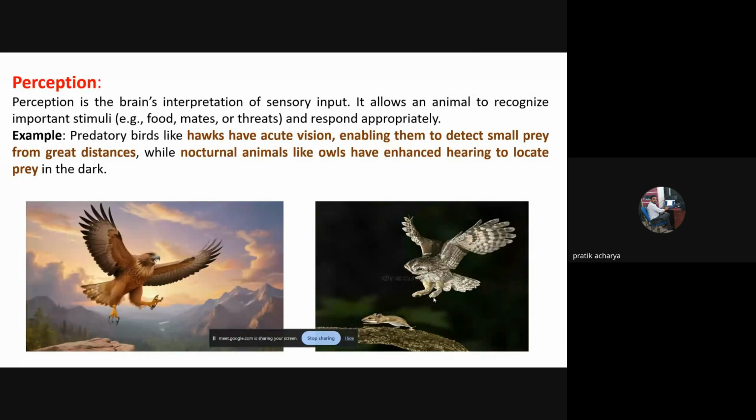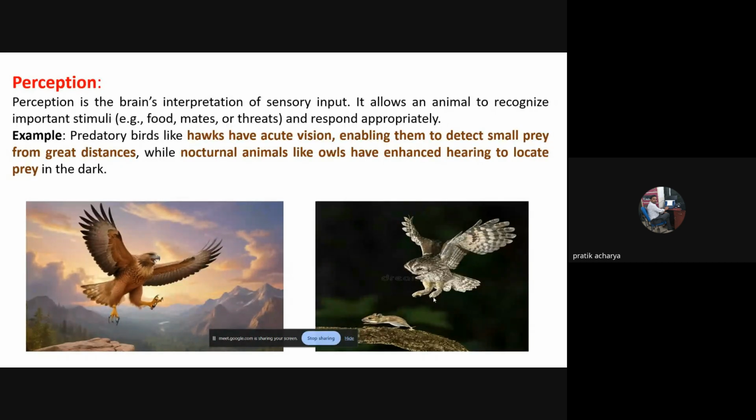After reception, the point is perception. Perception is what? Perception is the brain's interpretation. When we detect certain environmental stimuli, we try to interpret what kind of stimuli it is, whether it is good stimuli for us or bad stimuli for us, whether the stimuli is responsible for our feeding purpose or any kind of function. So it allows an animal to recognize the important stimuli for food, mate, trait, already I have explained, and respond appropriately.